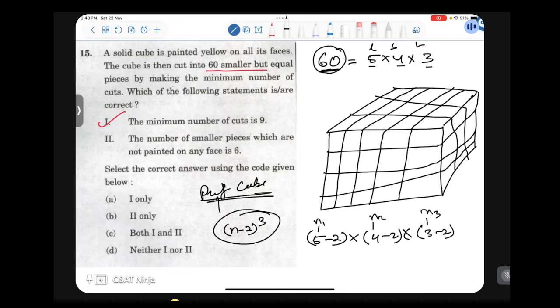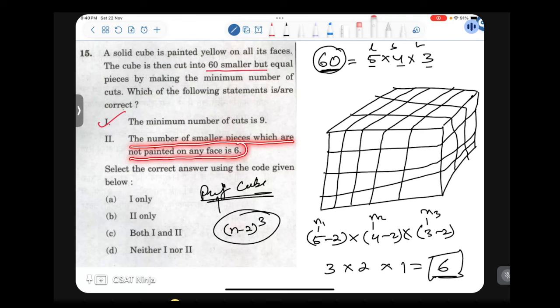So we will get 5 minus 2 is 3, into 4 minus 2 is 2, into 1. So 3 2s are 6. So the answer here is 6. Let's cross-check. The number of smaller pieces which are not bended on any face is 6. That means not bended on any face, we are getting 6. So statement number 2 is also correct. That means both statement number 1 and 2 are correct. I hope we are clear with this. Shall we move on to the next?